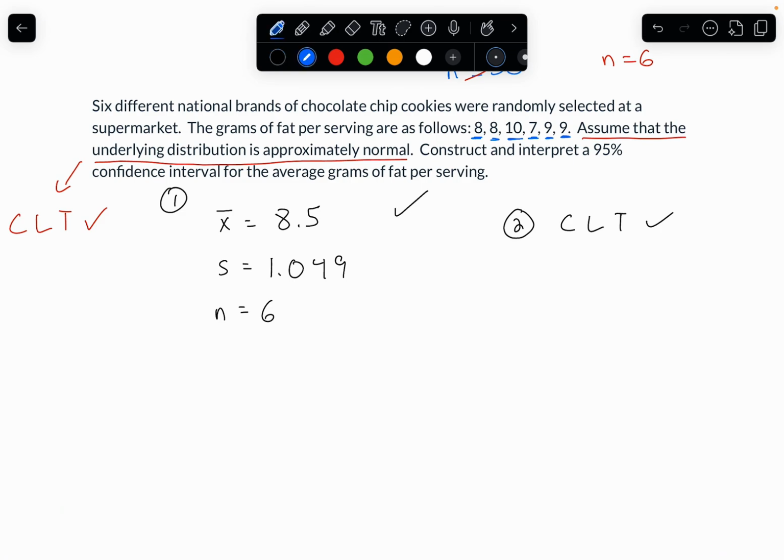And actually, before I do that, I'm going to have to find my T star. So let's pause for a moment and find that. We said we wanted a 95% confidence interval.